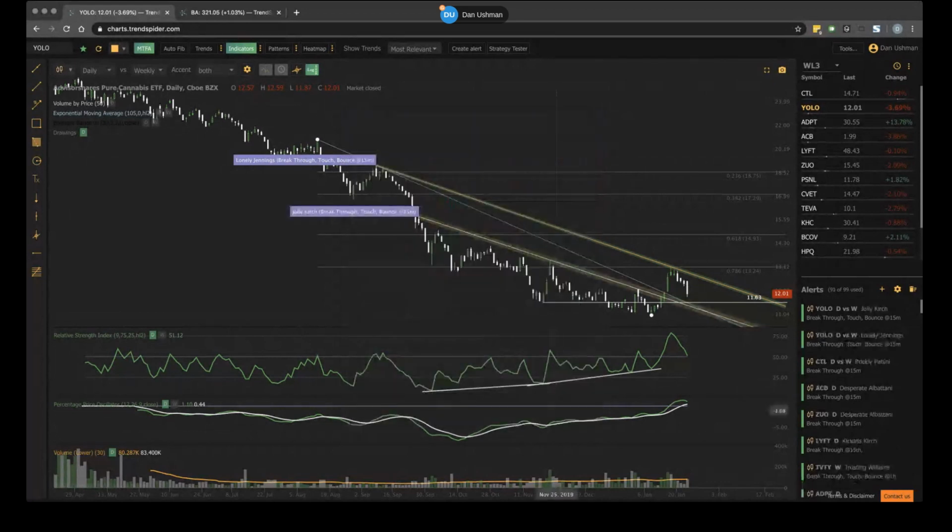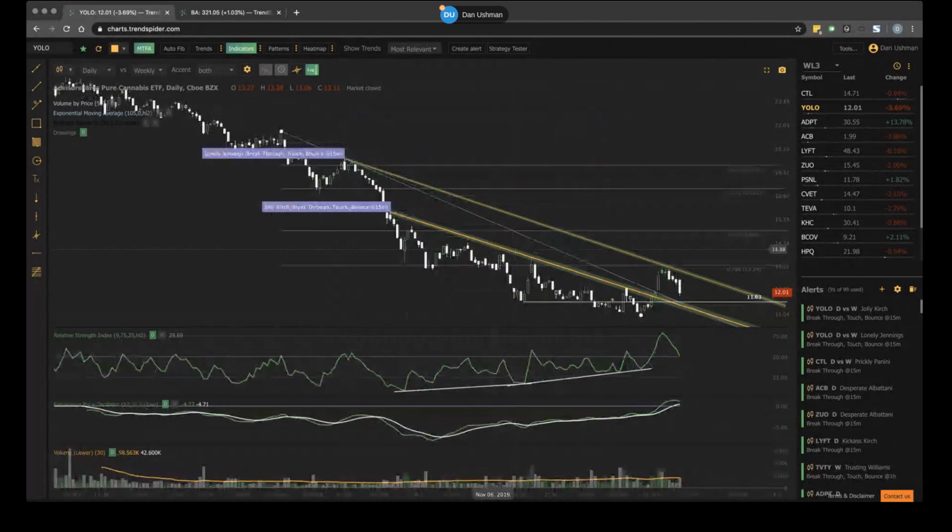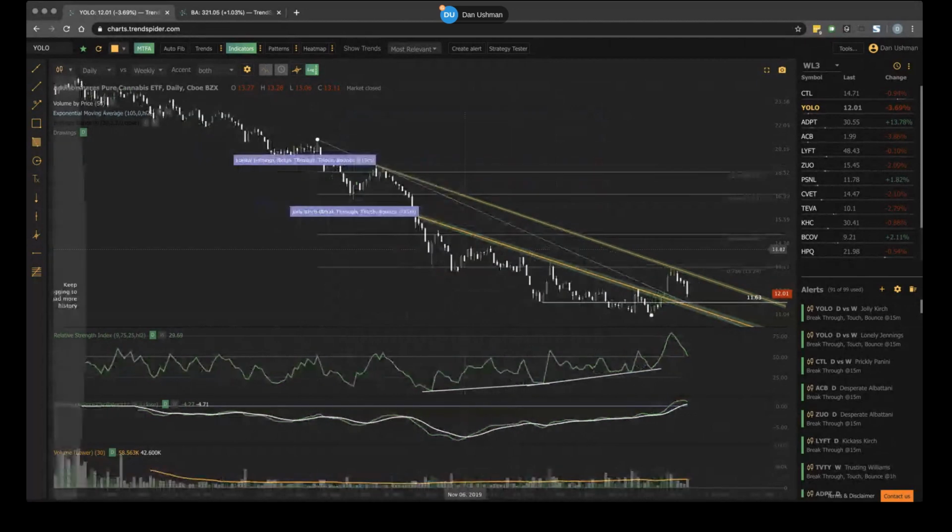You should experiment and figure out what's best for you if you're going to use this style. But again, I like this space, right? You got some strong divergent lows, right? Price has been moving down, lower lows. The RSI has been making higher lows.